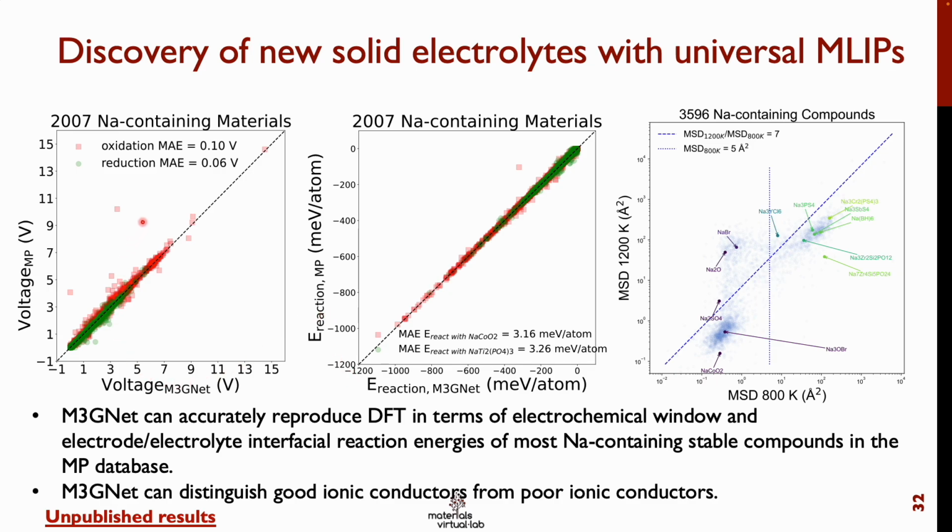So here are some benchmark results studying the oxidation voltage and reduction voltage for sodium containing materials in the Materials Project. You can see that actually M3GNet has a very low error in terms of those electrochemical windows. Also for the reaction energy with different cathode materials, it also has a very low error around just 3 meV per atom compared with the DFT. Also, it can give us some reasonable estimation to distinguish good ionic conductors from poor ionic conductors.